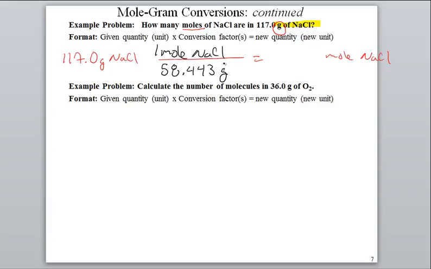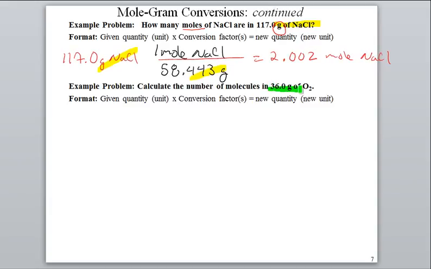So if I have 117 grams, I have more than 1 mole of sodium chloride. 1 mole of sodium chloride is 58.443 grams. Always make sure your answer makes sense. Grams and grams cancels, and we're left with an answer, which is approximately 2.002 moles.